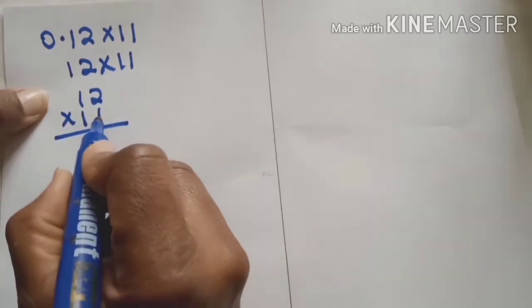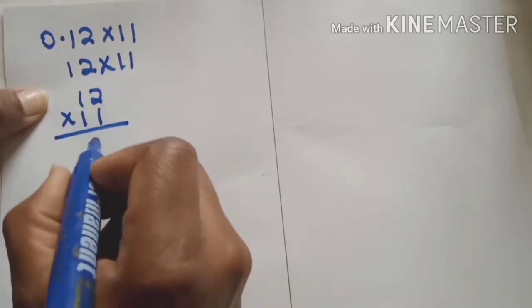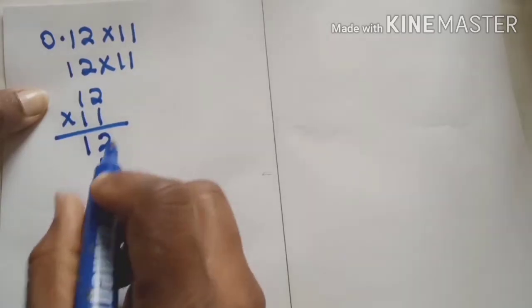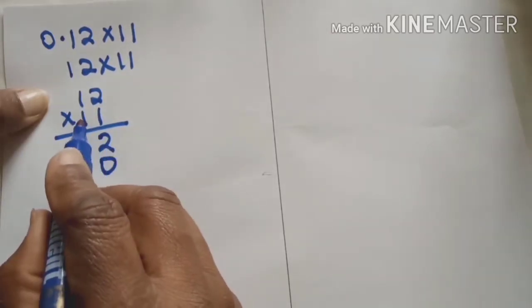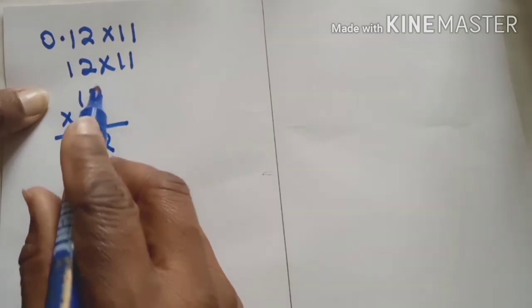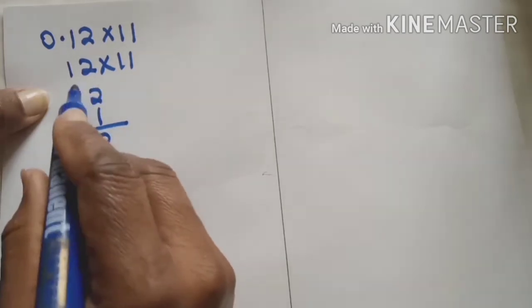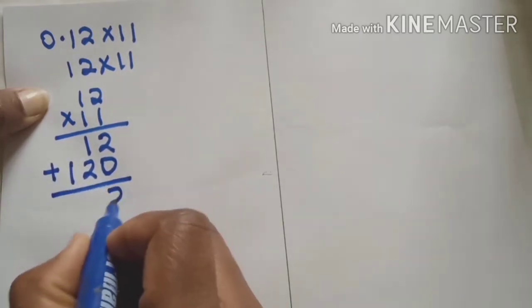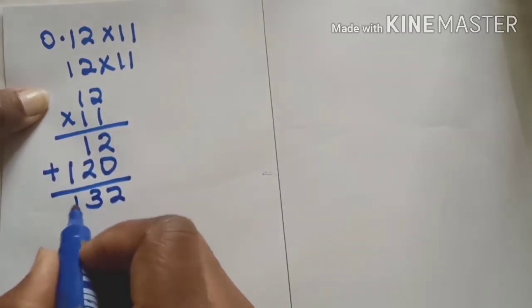We're going to start from here once. 1 times 2 is 2. 1 times 1 is 1. Put a 0 here to indicate that now we are going to multiply with the tens. 1 times 2 is 2 and 1 times 1 is 1. Add that and you get 2, 3 and 1.